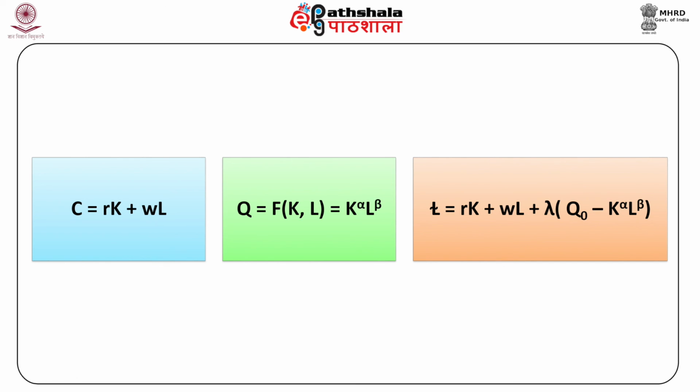This is shown below. Cobb-Douglas production function: Q is a function of K and L, equal to K raised to the power alpha, L raised to the power beta. The relevant Lagrangian expression for cost minimization subject to a given output level Q0 is: Lagrangian equals small r K plus small w L plus lambda, in brackets, Q0 minus K raised to the power alpha L raised to the power beta.